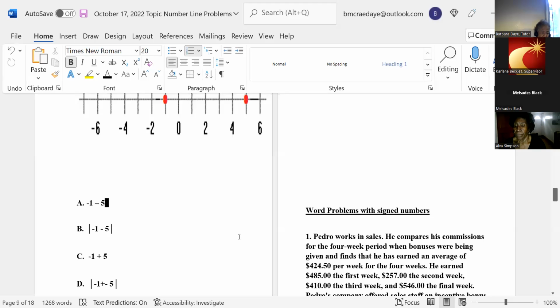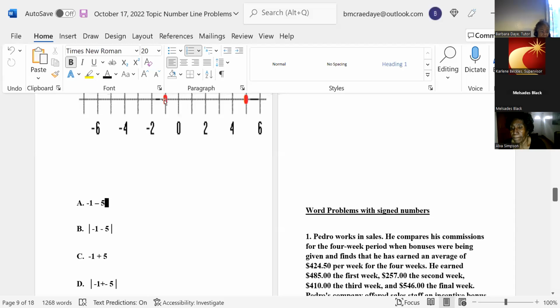So what is the answer? Is it C? No. Why not? It's past a 0. A -1 and a +5 is what, Mercedes? Hold on, say it again. A -1 and a +5 is equal to what? +4. That's right, a +4.